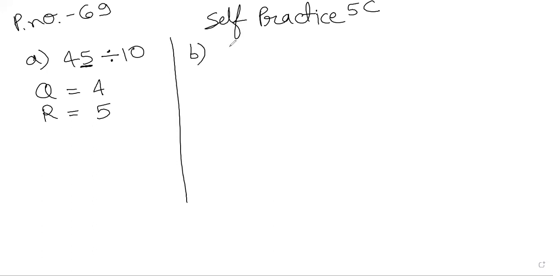Now look at question number B. 595 divide by 10. Write quotient and write remainder. So you are dividing by 10.